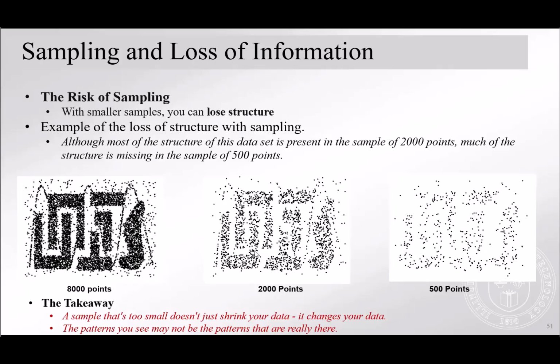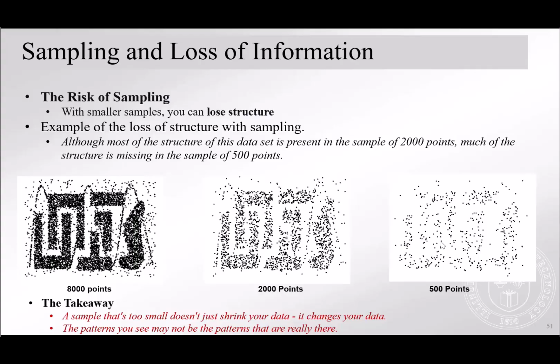Good. But when you sample just 5 points from the original data set, much of the structure is missing. The patterns disappear. What's left might not represent reality at all. So yes, we sampled the data, but we lose the pattern.